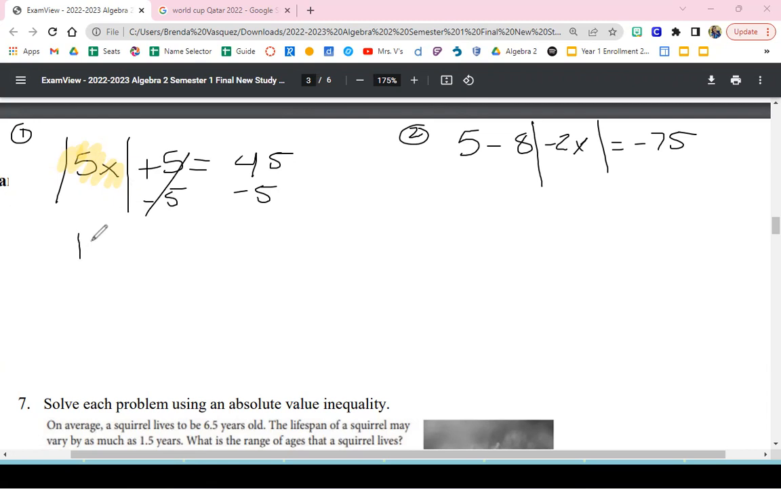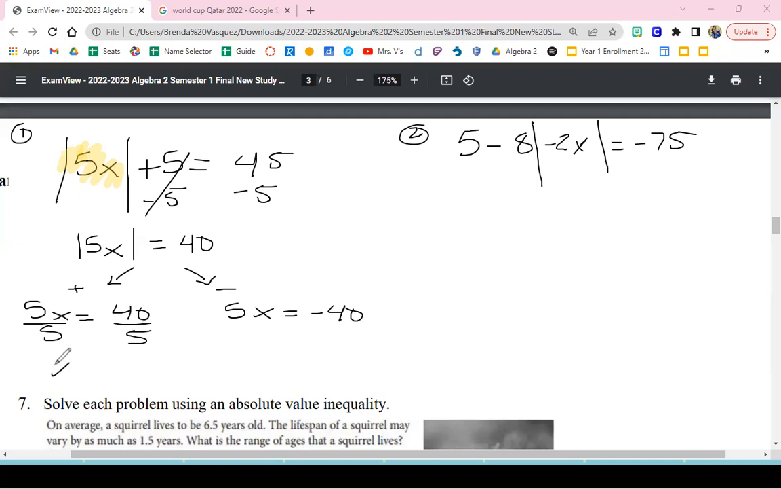All right. So now we're left with absolute value of 5x equals 40. Now, can we solve it, guys? It is possible because it's positive 40. So therefore, we're going to have our two answers, right? One's going to be the positive answer and the other one's going to be the negative answer. So now we have 5x equals positive 40, 5x equals negative 40. All right. Now, what do we have here? One step equation. X equals positive 8 over here. Negative 8. Woohoo, Charlie.